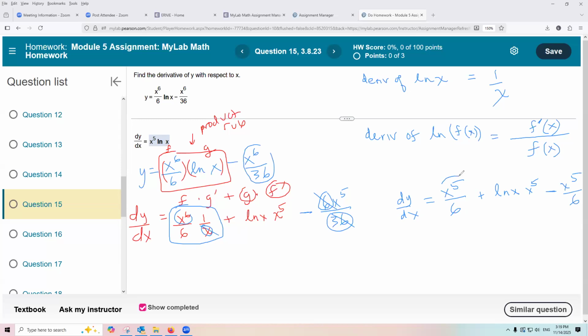Well, it looks like this is going to cancel. We got an x to the 5 over 6 in front, subtract x to the 5 over 6 in back, those cancel out. So it looks like our final answer here is just x to the 5 ln x.